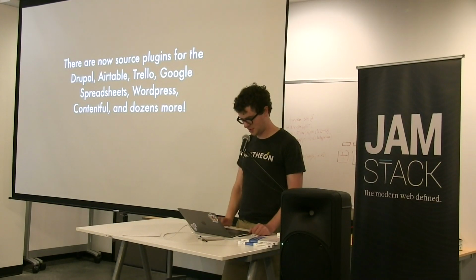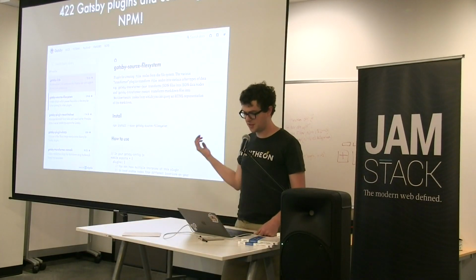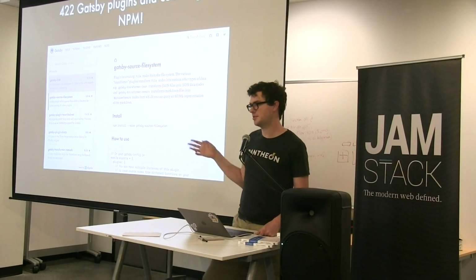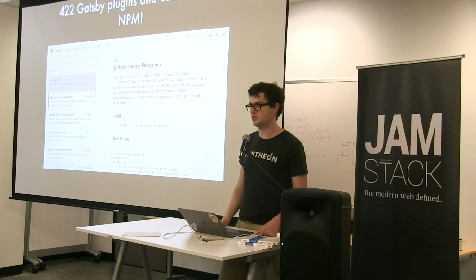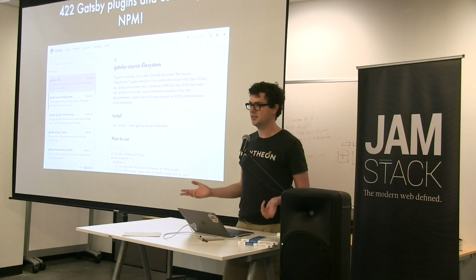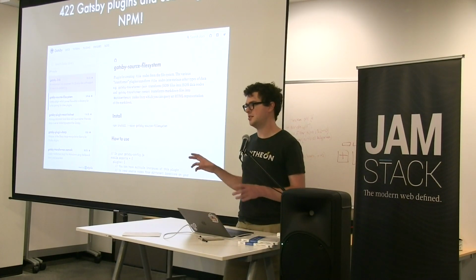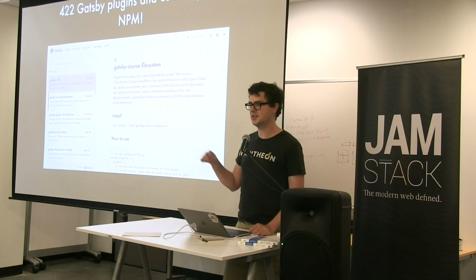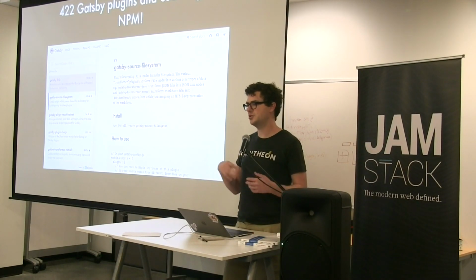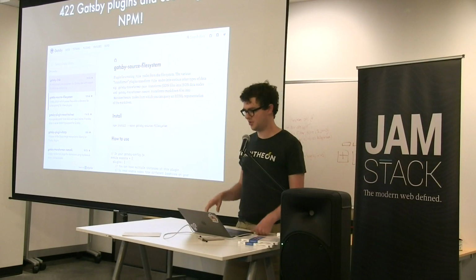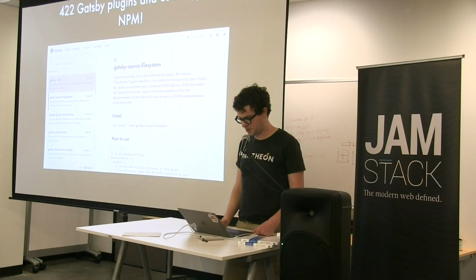Yeah, so this slide is actually a little bit outdated. There are actually over 100 plugins now for different sources that we have. Now there are 422 total Gatsby plugins. This includes a number of other things other than just source plugins. But the community has been very active in creating plugins to meet all these different needs. So oftentimes now you're like, hey, I want to build a site, I want to do this and this and this, and there are already plugins available to make that really straightforward.